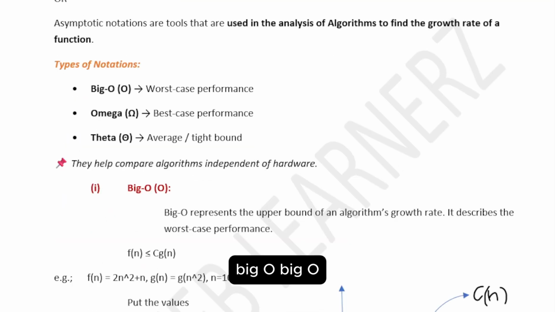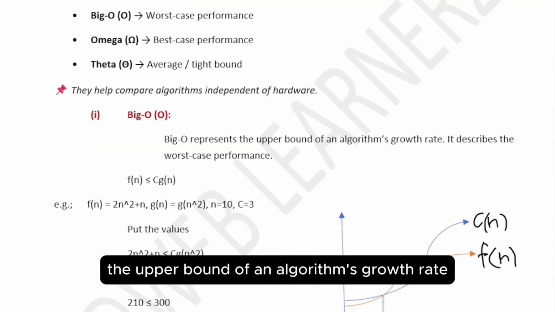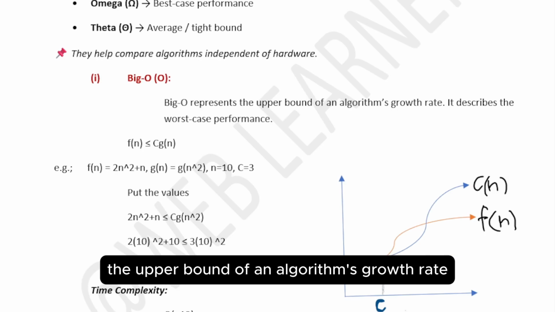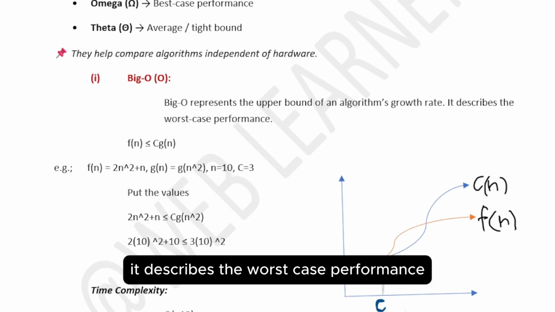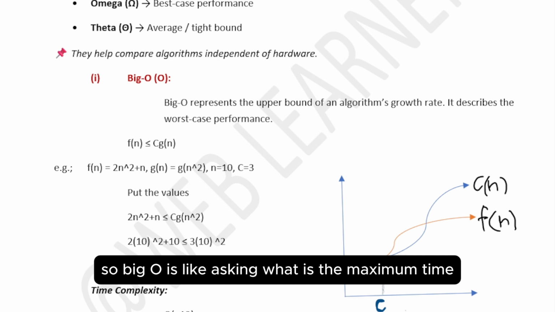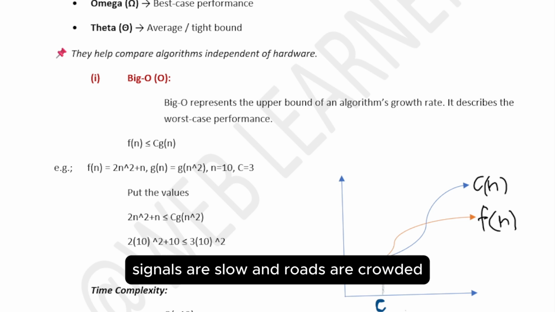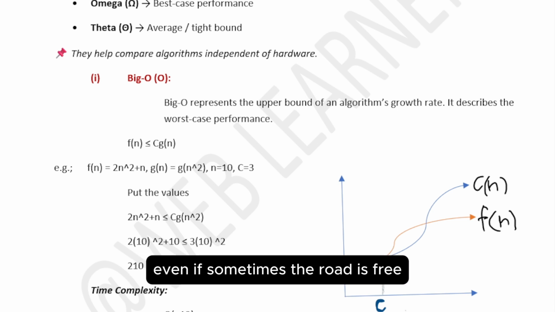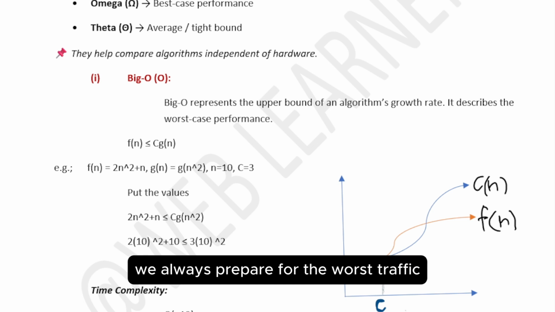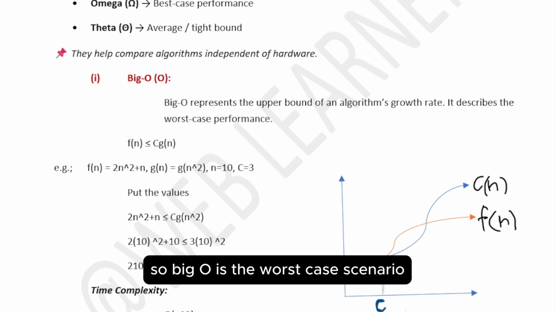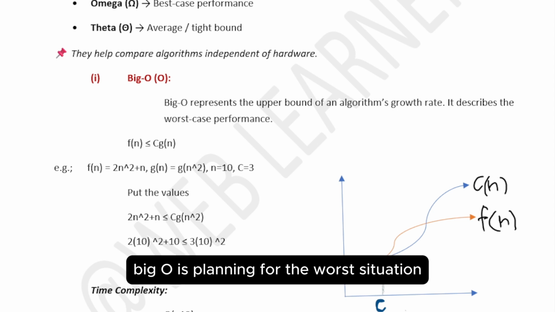Big O. Big O represents the upper bound of an algorithm's growth rate. It describes the worst case performance. So big O is like asking what is the maximum time it can take to reach the college, when traffic is very heavy, signals are slow and roads are crowded. Even if sometimes the road is free, we always prepare for the worst traffic. So big O is the worst case scenario. Big O is planning for the worst situation.